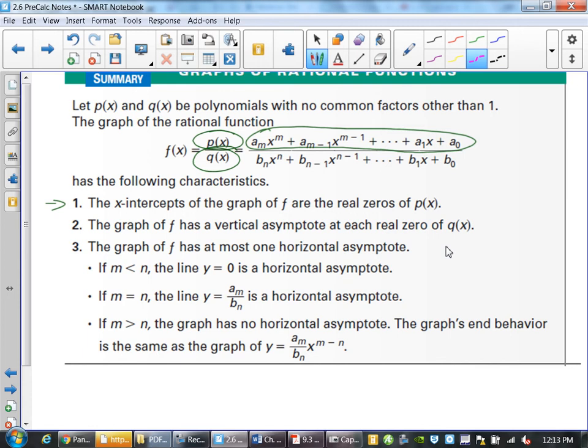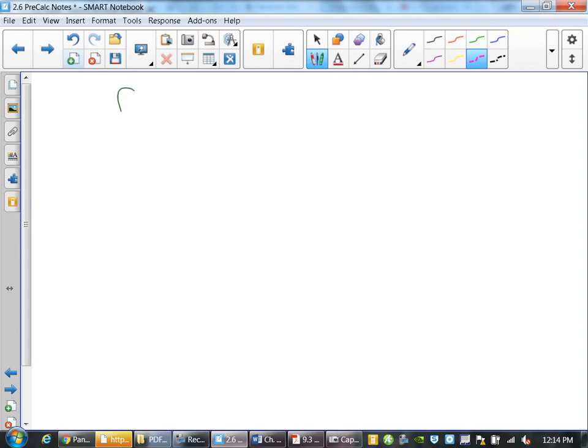Okay, so if we have an example, f of x equals x plus 2 over x squared minus 5x plus 6. That factors, right? Negative 3, negative 2? Okay. Yeah. My math checks out. So we'll use that as an example. We'll bounce back and forth off of this list then.